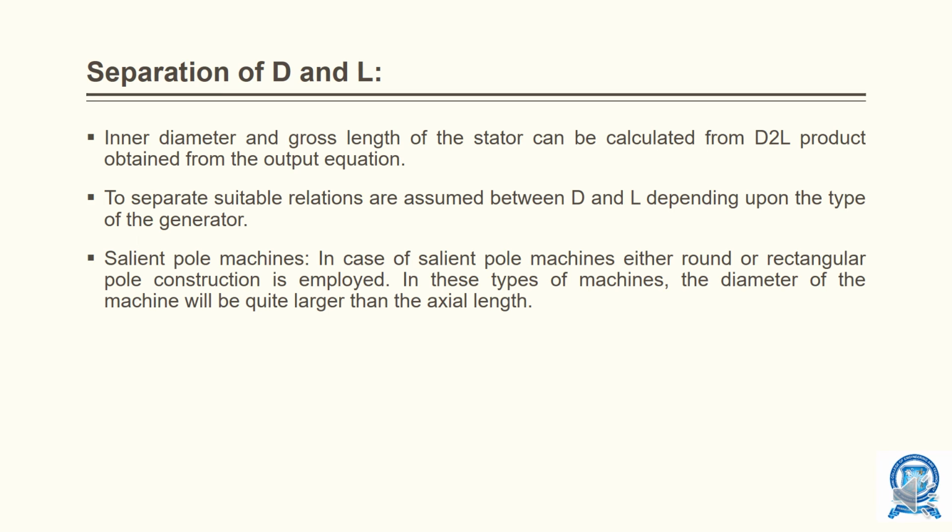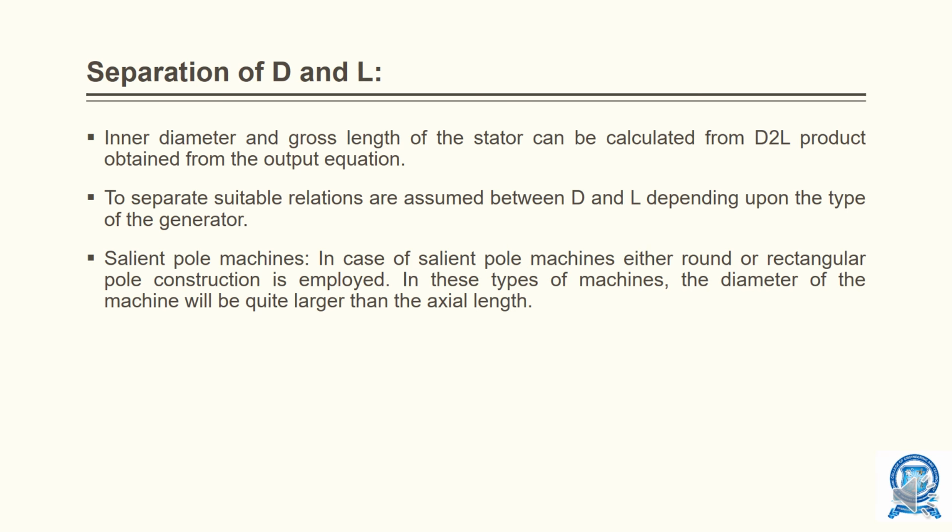Similarly, for specific electric loading, for a DC machine, the value of specific electric loading Q lies between 15,000 ampere conductors per meter and 50,000 ampere conductors per meter. Now comes the separation of D and L.